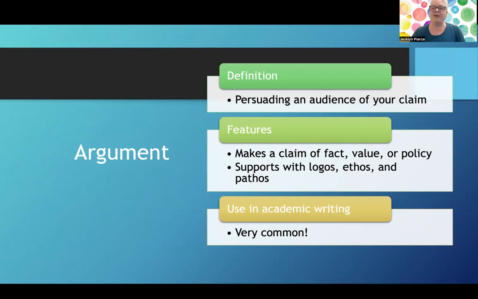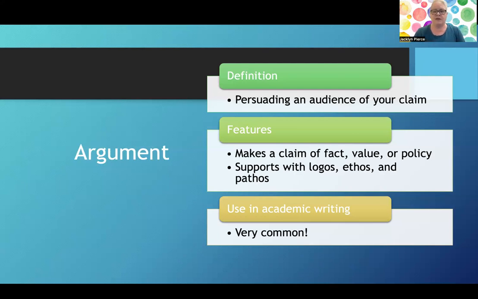A claim of value is whether something is good or bad, beautiful or ugly, that sort of stuff. So every time you read a movie review that's like, you should go get this, you go see this movie, that's a claim of value. A claim of policy is exactly what it sounds like. It's saying this should happen. We should eliminate whatever it is, carbon emissions, right? All cars should be electric. That would be a claim of policy.